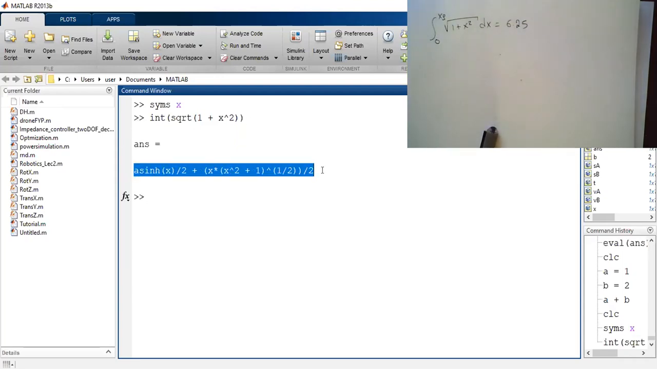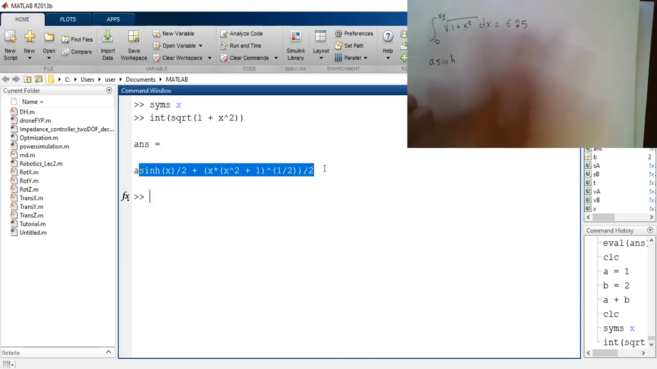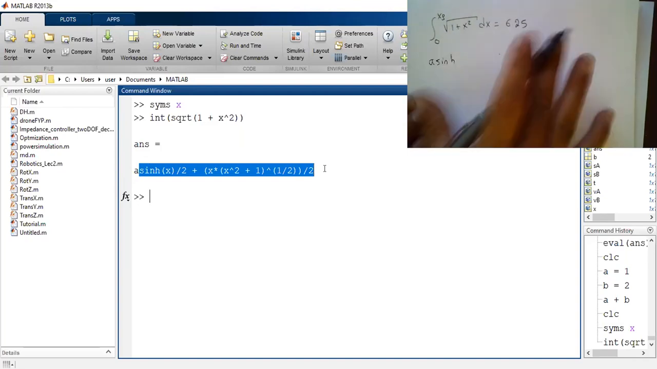You would literally have to integrate that, and once you integrate it, you're going to get to this value. So essentially, this is called a sinh function. Now this is beyond the course, okay? So don't worry about this. I'm just going to show you how you do this.